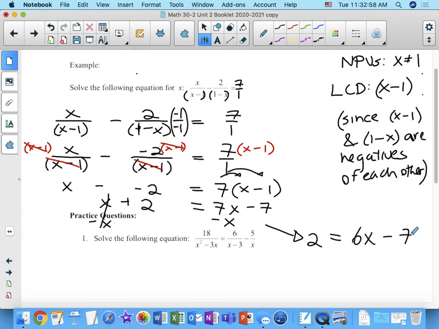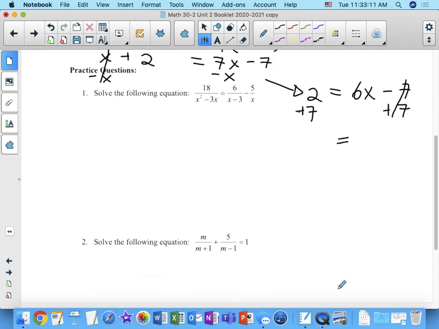Okay, and then I can collect my numbers on the left. So plus 7 on both sides, and then these make 0. So on the left side, 2 plus 7 is 9, and this is 6x. And then I can divide by 6 on both sides. And I end up with x equals 9 over 6, or 3 over 2 simplified. Or with that one, because it's a terminating decimal, you could write it as x equals 1.5 as well. Okay, now what do I need to do now that I have an answer?